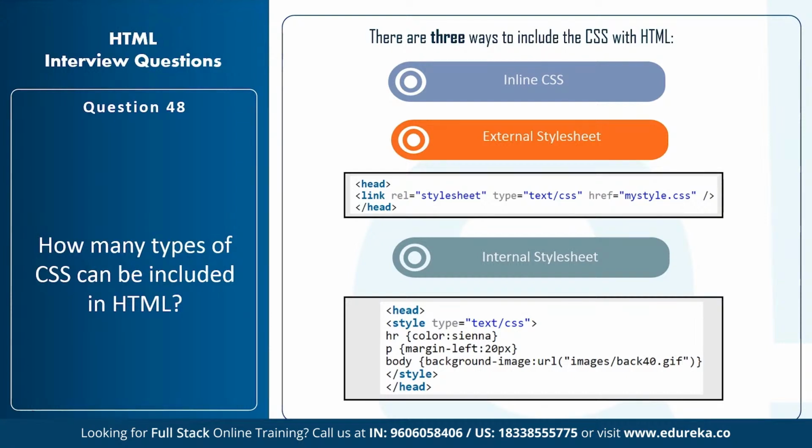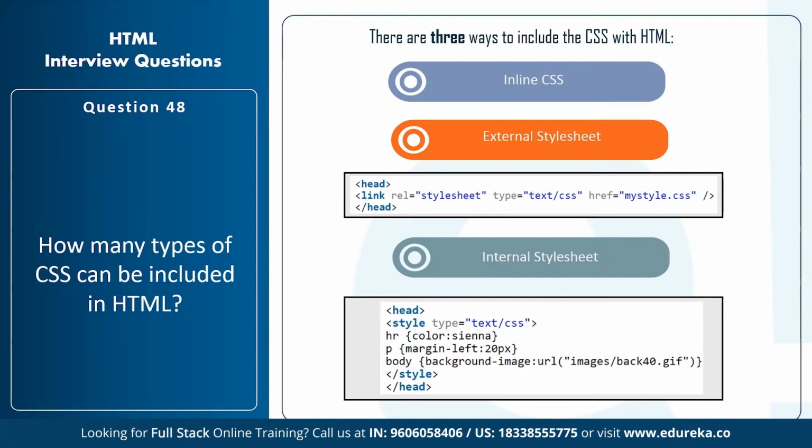Next up, we have the external style sheet. Now this is used when the style is applied to many different pages. Each page must link to the style sheet using the link tag. Now this link tag goes inside the head section.